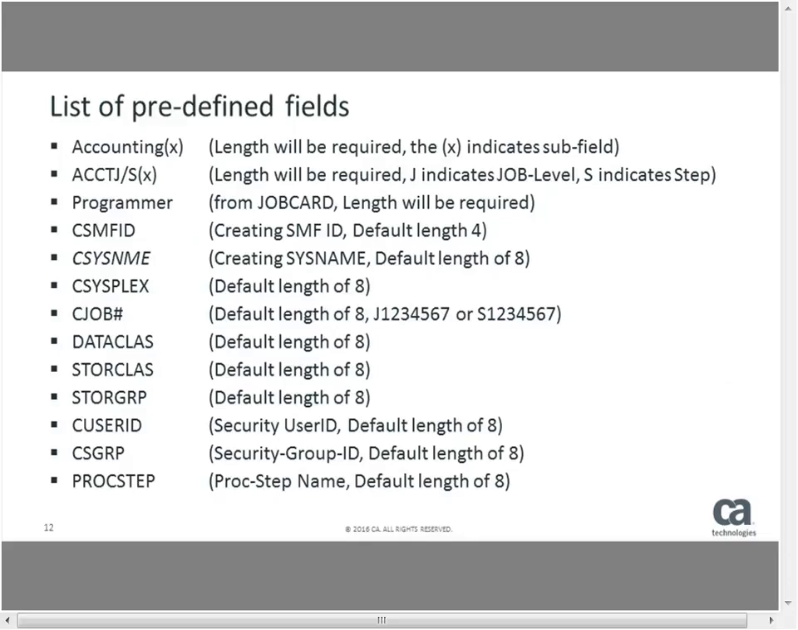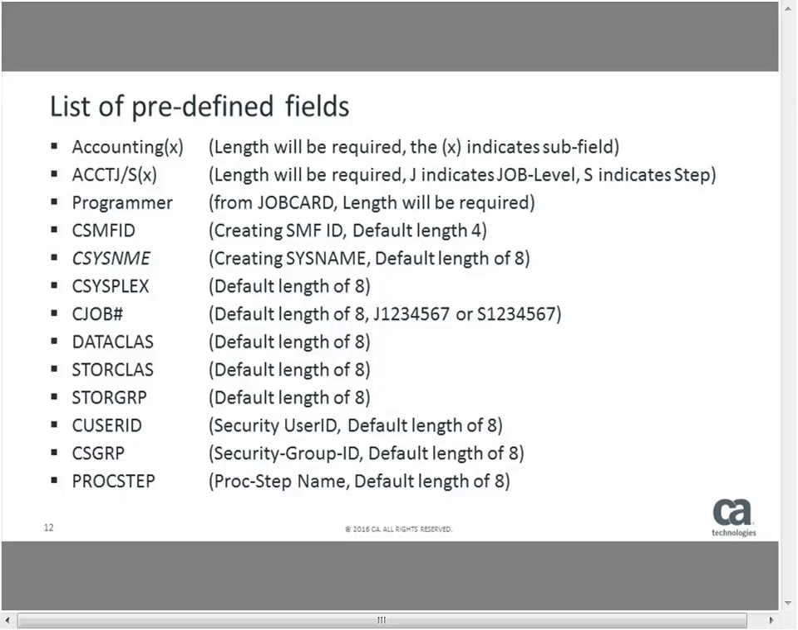You can do it by the accounting data, which was what the original purpose for the user exit was. Optionally, you can say, I want accounting subfield 2 or subfield 3 or 4 or whatever subfield you want. Or you can take the whole accounting area. You can limit it to only the accounting data from the job card or the step card. If you don't specify ACCTJ or ACCTS, and instead just say accounting, we will take the step level if it's available. If it's not available, we'll use the job level.